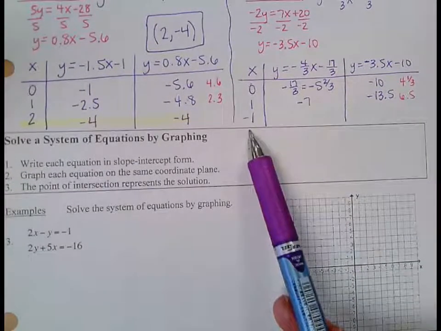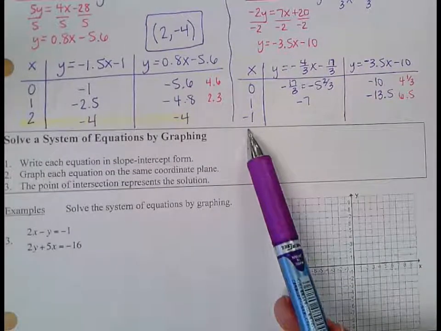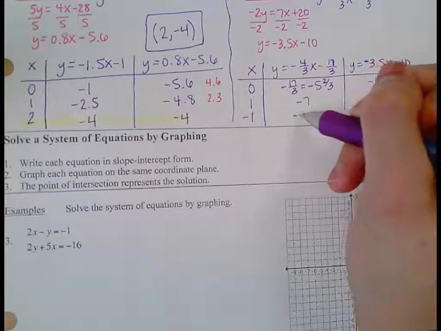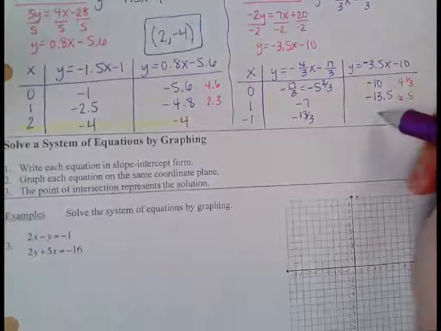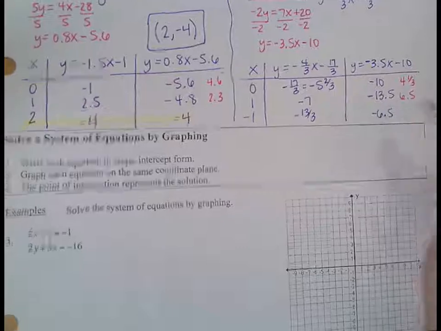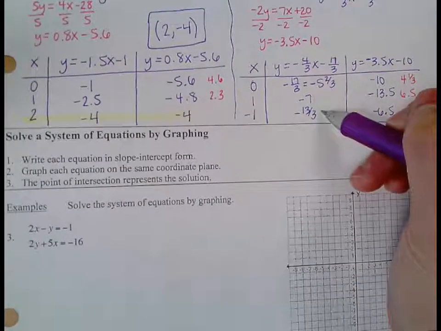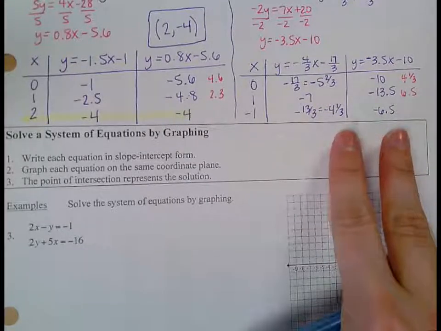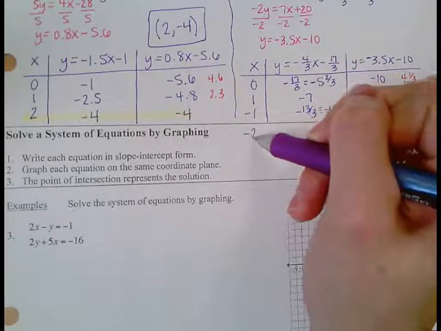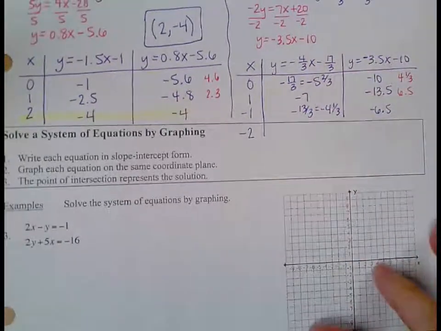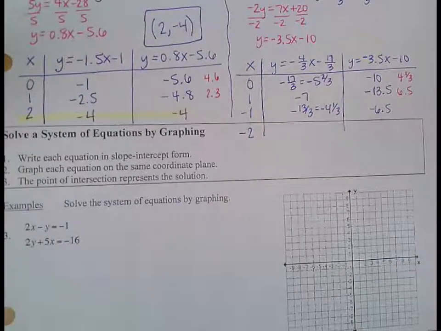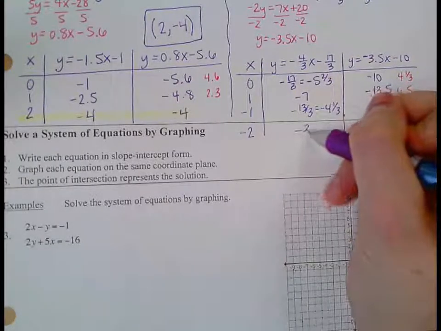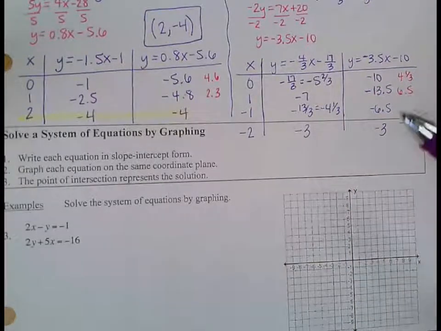Did anybody substitute in negative 1 already? What did you get? Okay, so not the same. And this, if you had, this would be negative 4 1/3. So they are closer together, for sure. So then I should substitute in negative 2 next. Did you substitute negative 2 in as well? Negative 3 for both. What did you say, Jen?